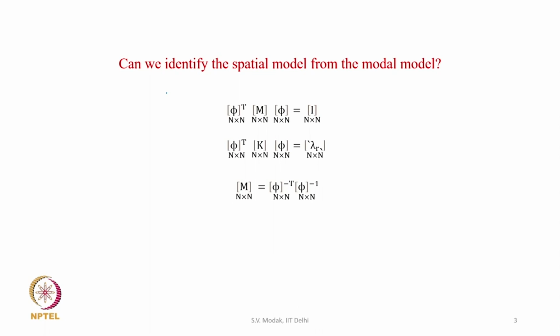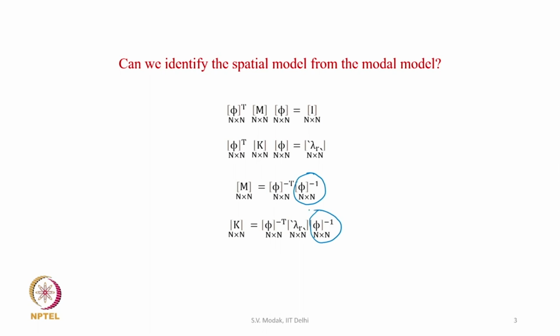Now, from these relationships we can easily obtain m and k using these expressions. So, m is equal to phi transpose inverse into phi inverse, and k would be equal to phi transpose inverse into the eigenvalue matrix and phi inverse. So, here we see that to obtain the mass and stiffness matrix we need to invert the eigenvector matrix. We have the inverse of the eigenvector matrix appearing in both these expressions.